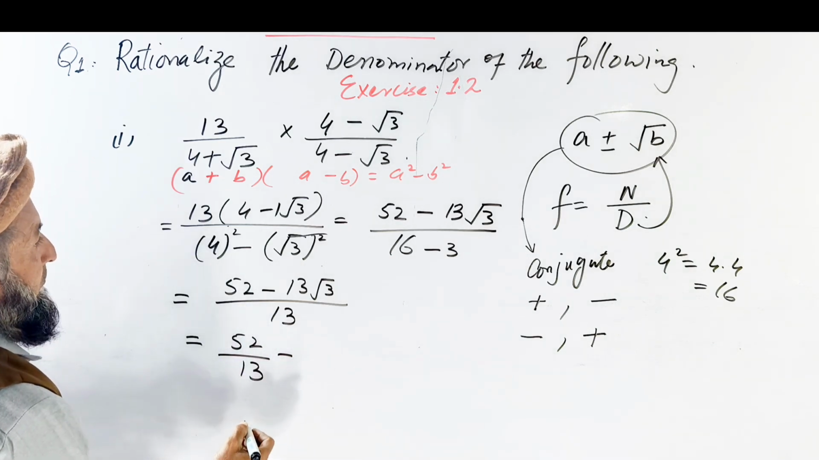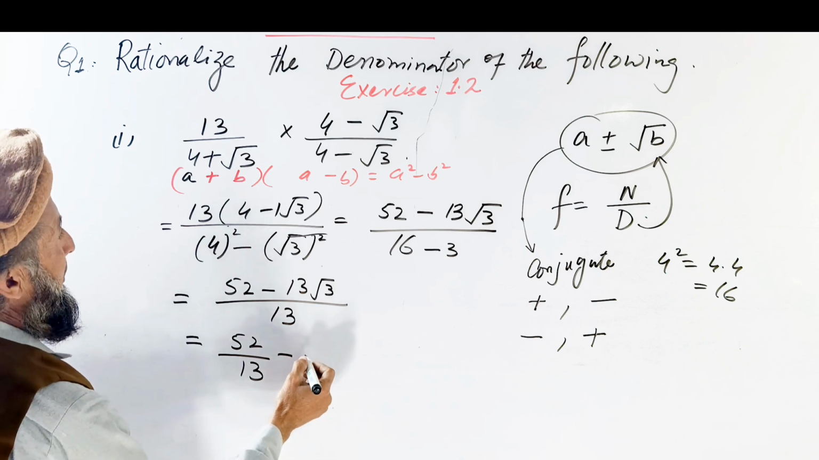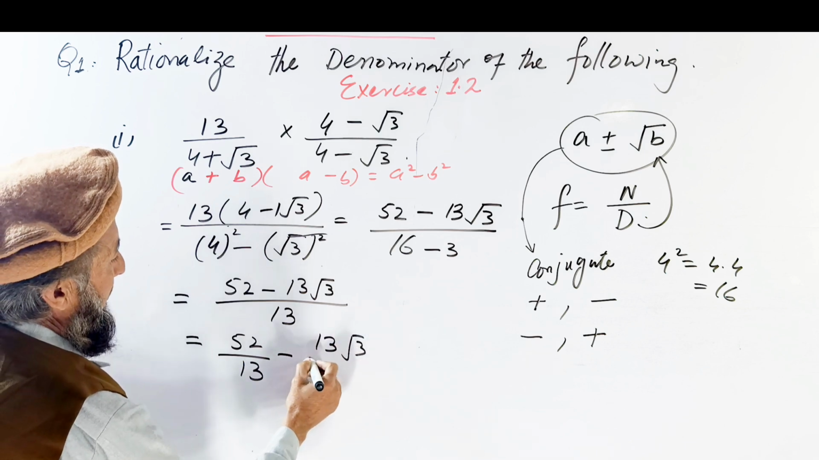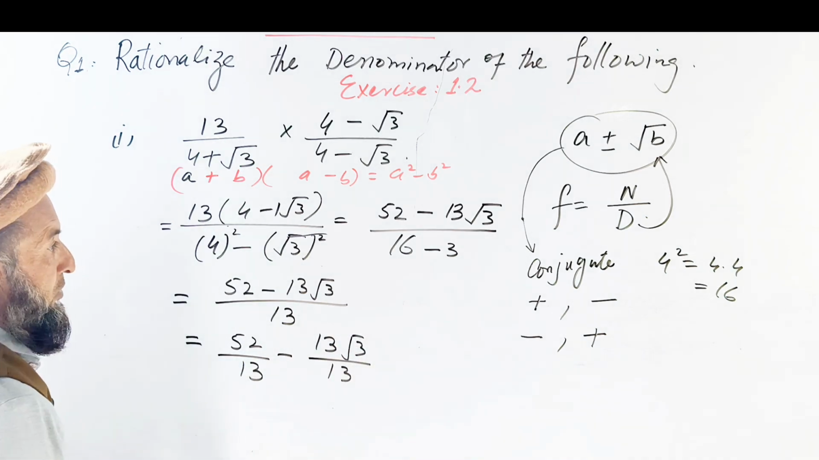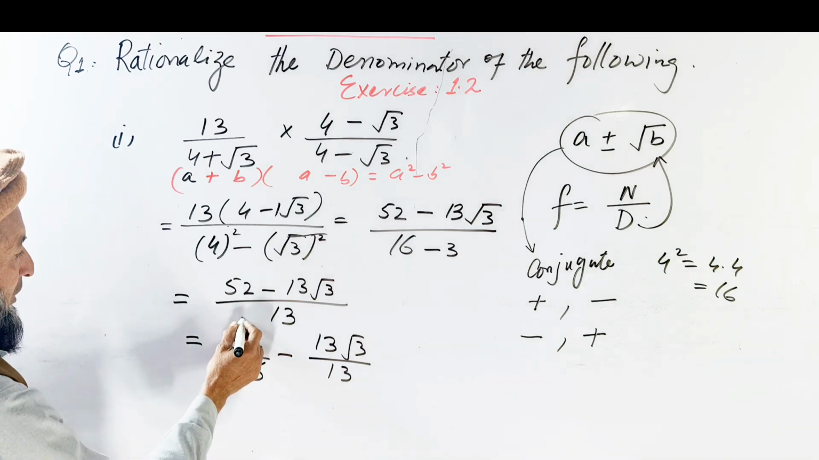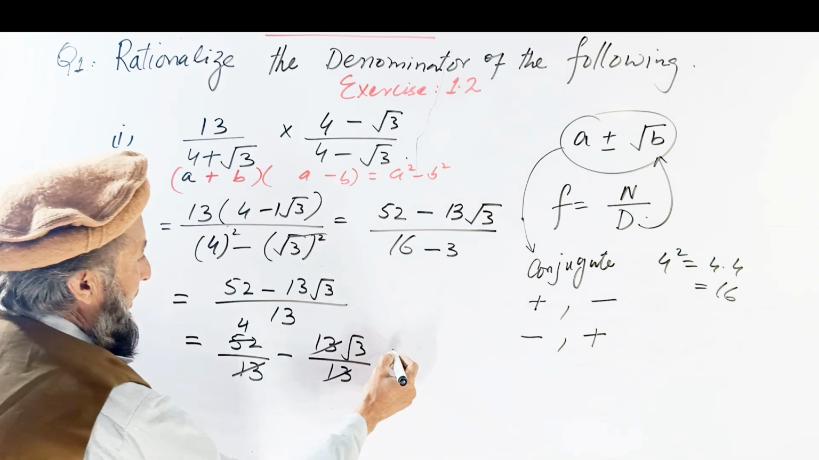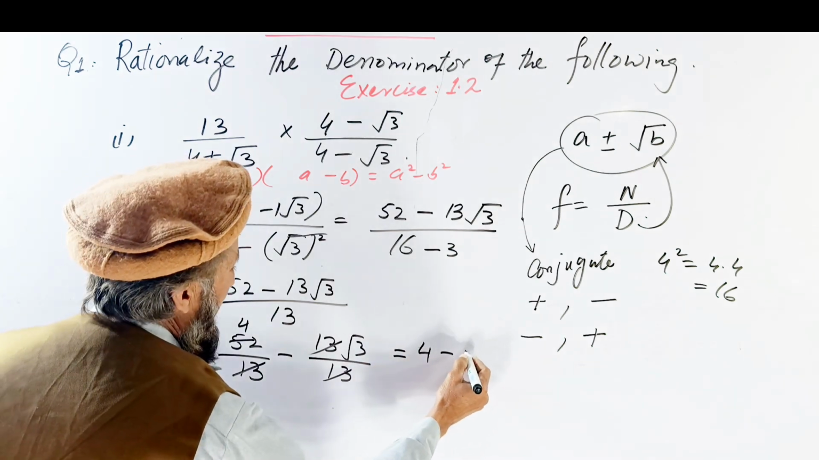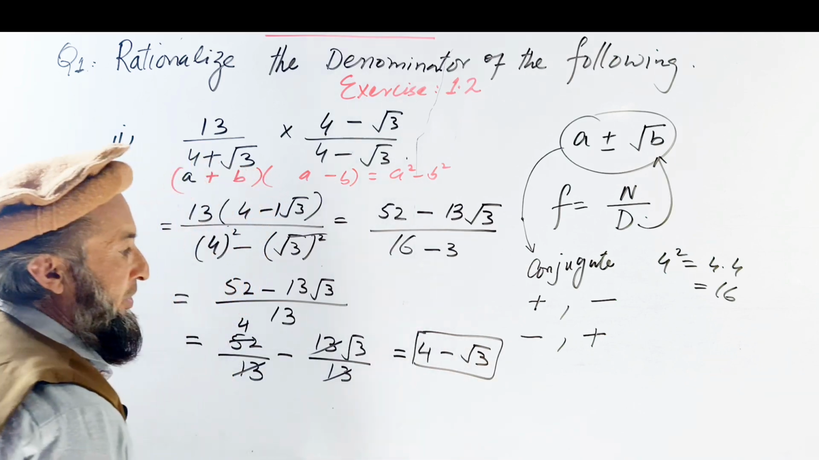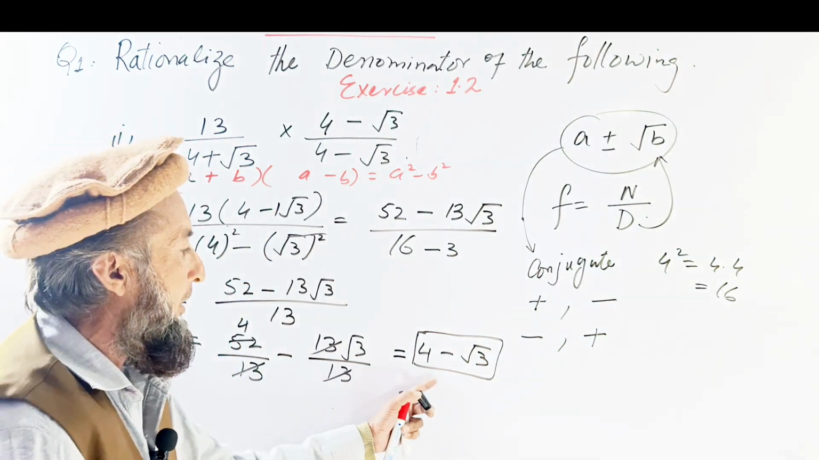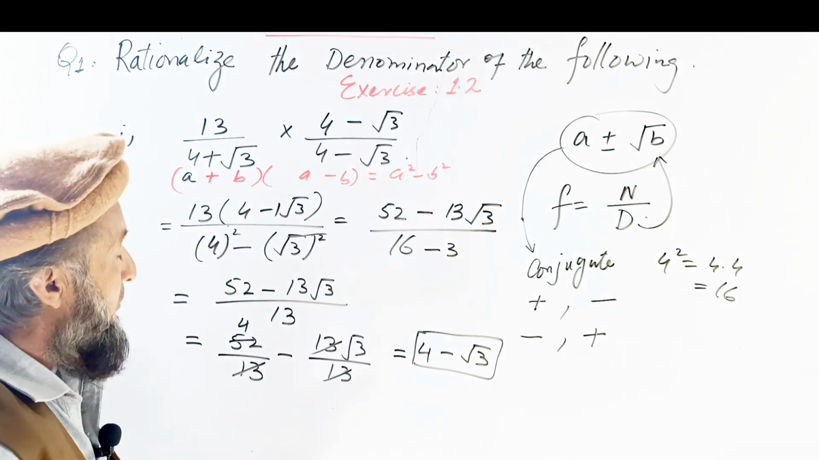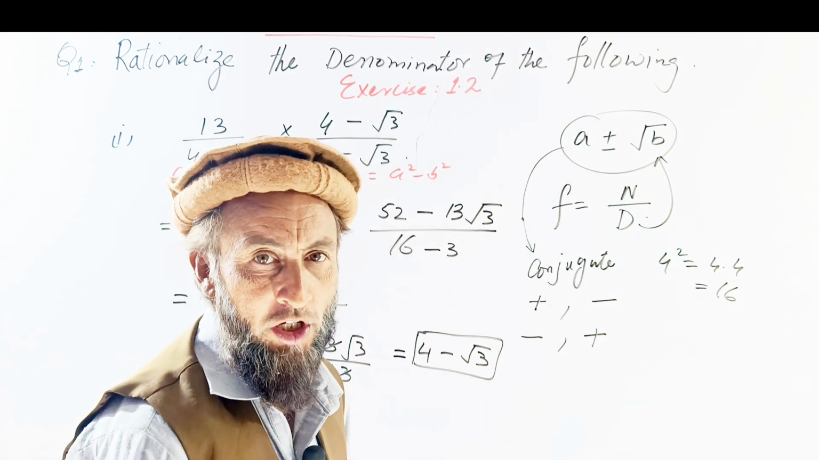So here both are cancelled to each other, and this is also cancelled. We get 4 minus square root of 3, which is what we have rationalized. Now look here in the denominator, we just have 1. That is question number 1 of exercise 1.2. Now we proceed to the next part.